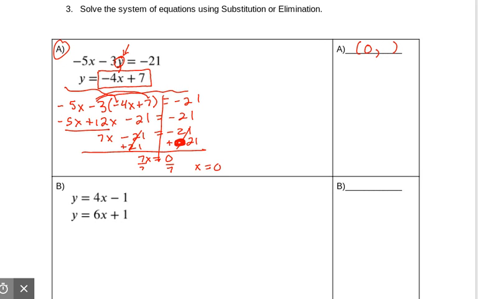Okay. Now, I still don't know what the y value is, so I need to substitute the 0 back in. And that's an x answer, so I can use either of the x's. It doesn't matter which one. Remember, I said I prefer the solved equation. So I'm going to use the solved one, and I'm going to put 0 in for my x. So I have negative 4 times 0 is 0, and 0 plus 7 is 7. So letter A would be 0, 7.